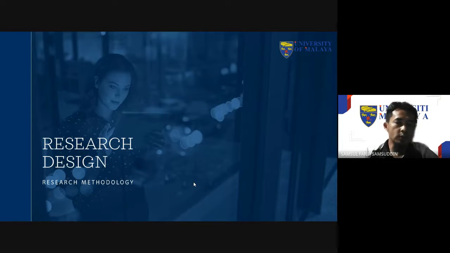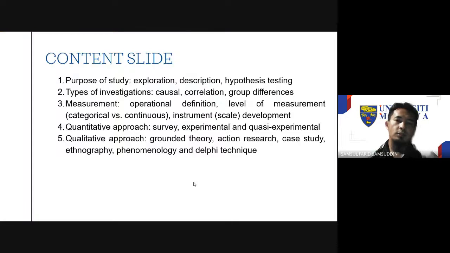So without further ado, this research design will also be part of your Chapter 3, research methodology. I don't want to go through all these notes. Actually, this is the theory part, so it might be boring. So please relate it to your current studies during my lecture. Okay, so the contents that we will cover in this sharing session are based on purpose.